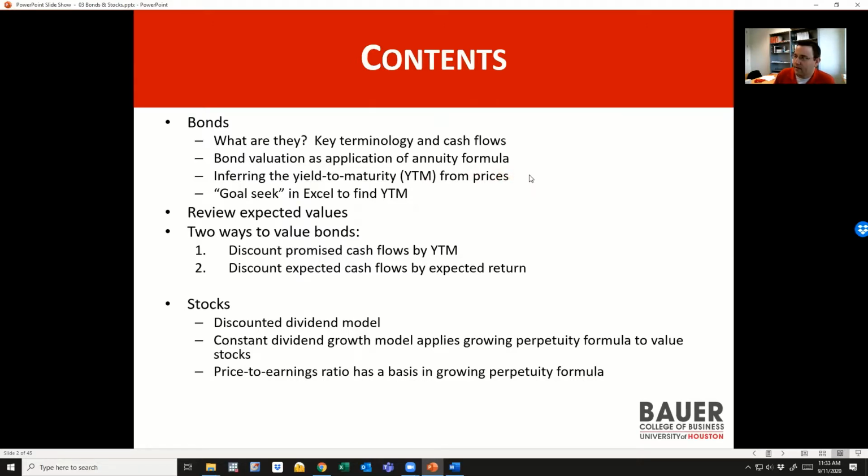Now, doing that, inferring the rate, is a little bit difficult. We saw this in the last lecture. If you're trying to solve for the discount rate in an annuity, for example, it's very hard to do that because the annuity is a highly nonlinear function. And so trying to solve for R is tough to do.